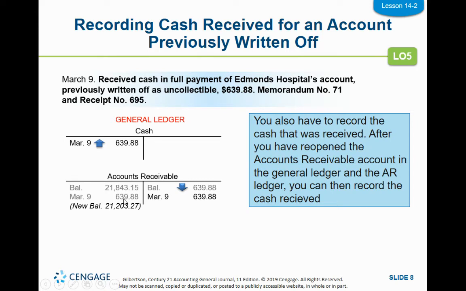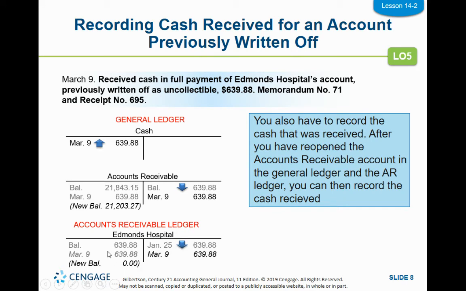So in this transaction, which you have to do first, you've opened that back up to show you have a balance and have that amount in accounts receivable. Now you're reducing it because we've received the money for it. You're also, in this first transaction, you opened up back Edmunds Hospital account. Now you're showing that they've paid it.